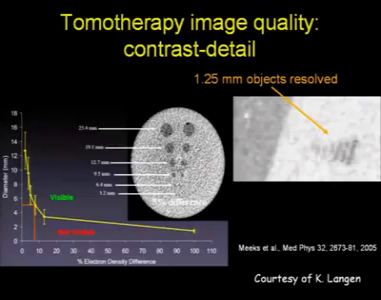Again, commercial phantoms have been used for tomotherapy, and here's an example of using a diagnostic tool to assess performance of the tomotherapy image reconstruction, again using contrast detail objects and spatial resolution objects. Meeks et al. have reported that 1.25 millimeter objects can be resolved, and objects of up to a few millimeters can be resolved as well, depending on the signal-to-noise characteristics of the image.